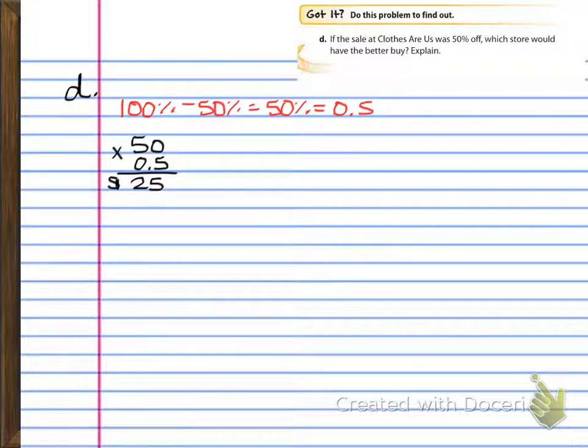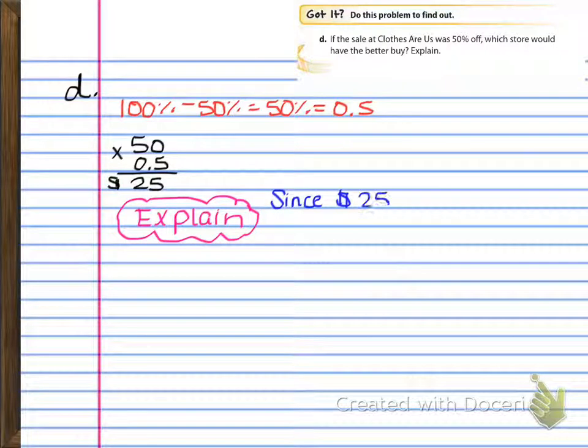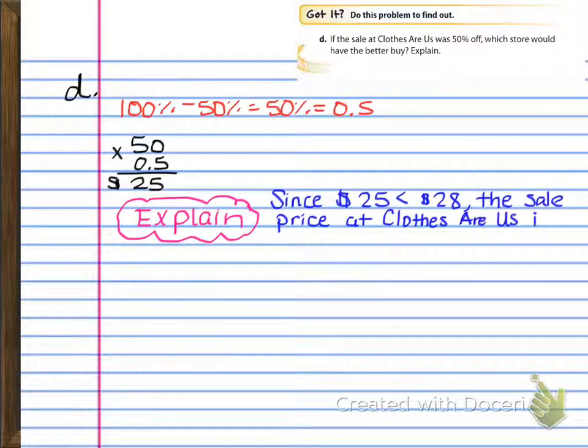So now your explain, which you should have already done, you want to make sure that your explain matches the type of explain from the previous example. Your explain should look something like this. Since $25 is less than $28, the sale price at Clothes R Us is a better buy.